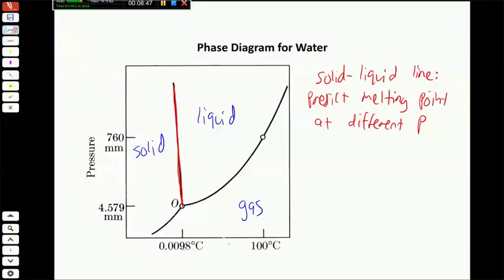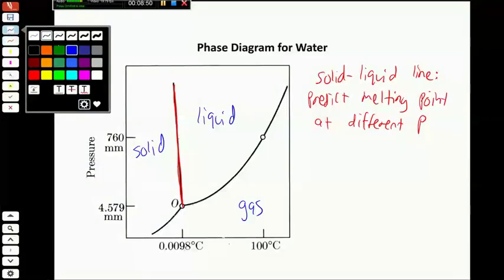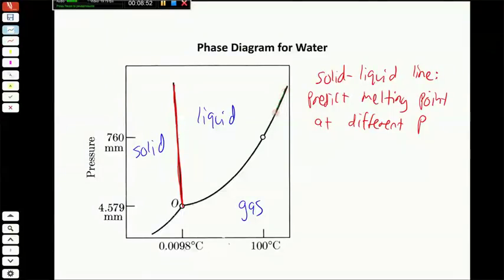The other line that we have in this diagram that divides the other two phases, this one here, is the liquid-gas line. So as you might have guessed, this allows us to predict boiling point. We see that this one does change quite a lot as a function of pressure. So this is our liquid-gas line, which allows us to predict the boiling point.